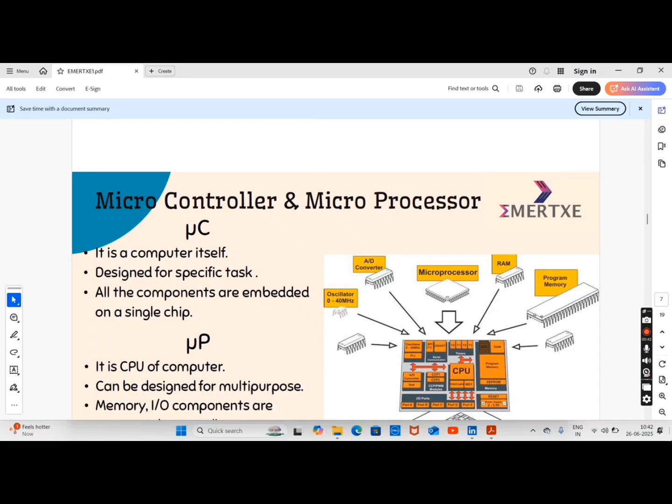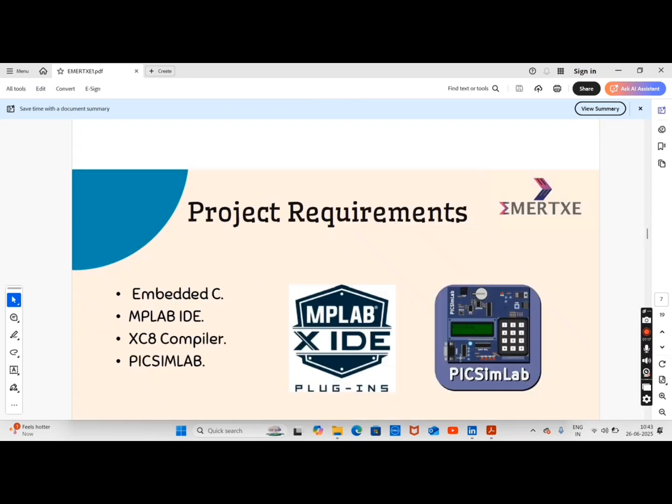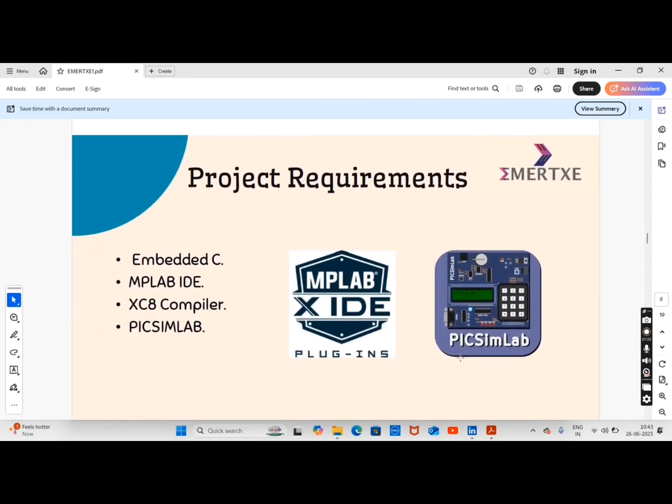Now we come to the microprocessor. What is a microprocessor? A microprocessor is the CPU of a computer. We can say it is the brain of the computer, and it can be designed and used for multiple purposes. Memory and input-output components are only connected externally. So that is all about the microcontroller and microprocessor. Now we come to our project requirement, that is embedded C.